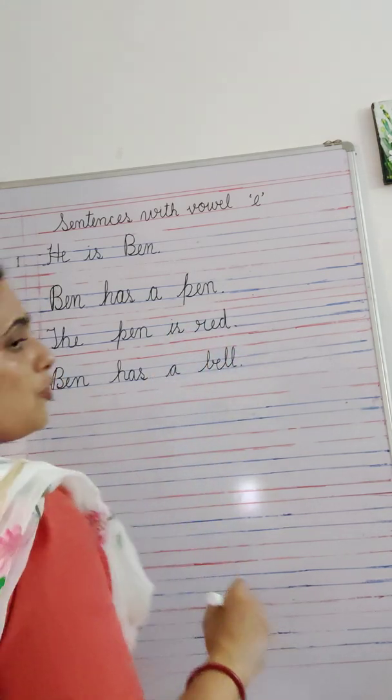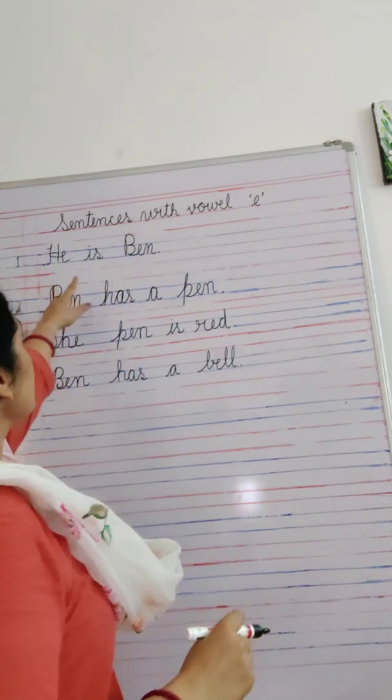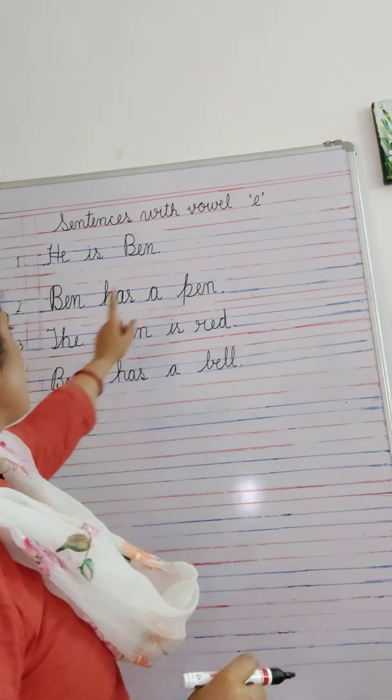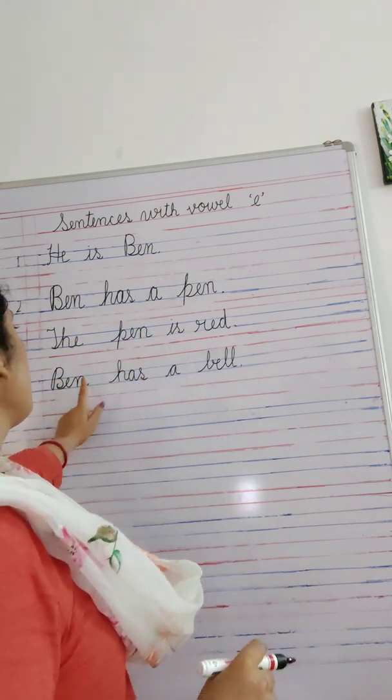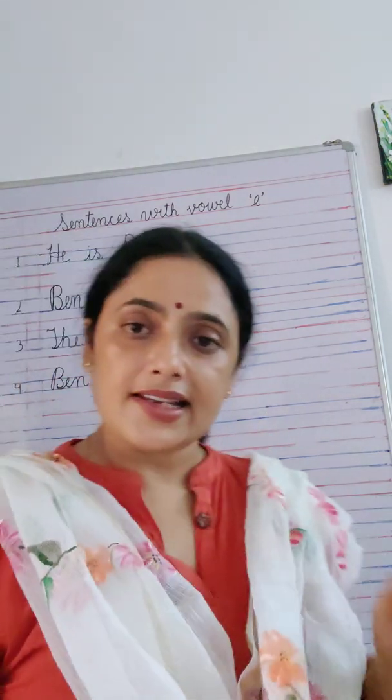So these are the four sentences. Let's read them once again. He is Ben, full stop. Ben has a pen, full stop. The pen is red. Ben has a bell. Read the sentences and then write.